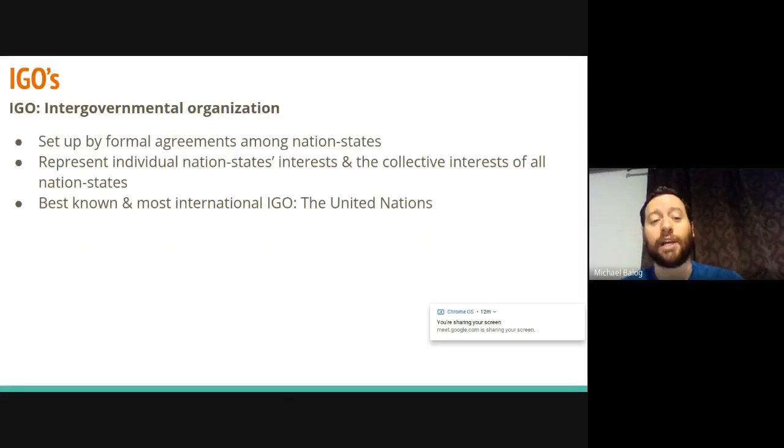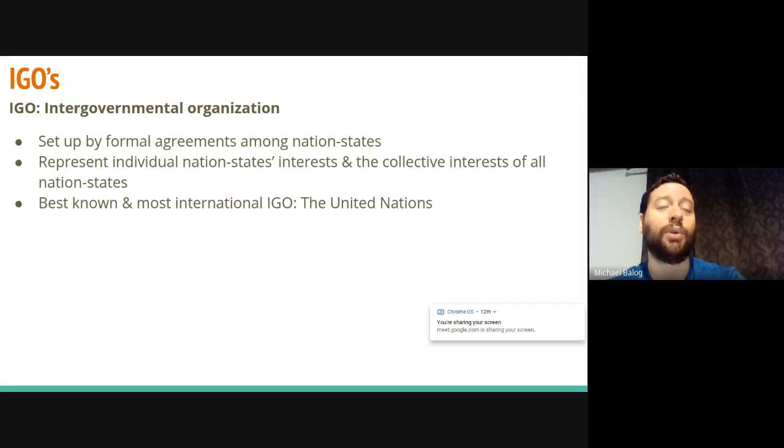And there's two different types, as we mentioned, right? So there's intergovernmental organizations, and these are set up by formal agreements between nation states, right? So governments get together and they decide to create an organization, and these are formally agreed to setups, right?